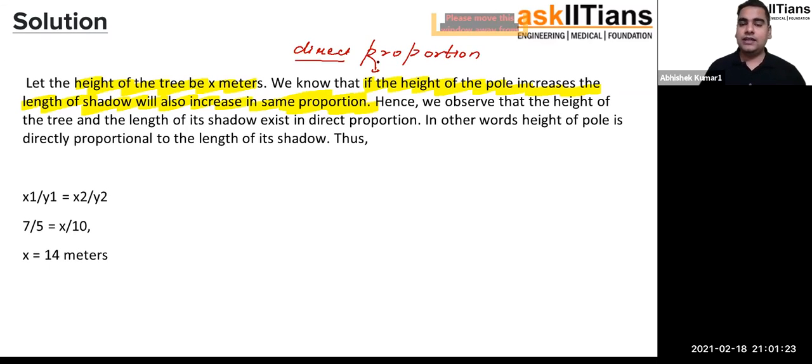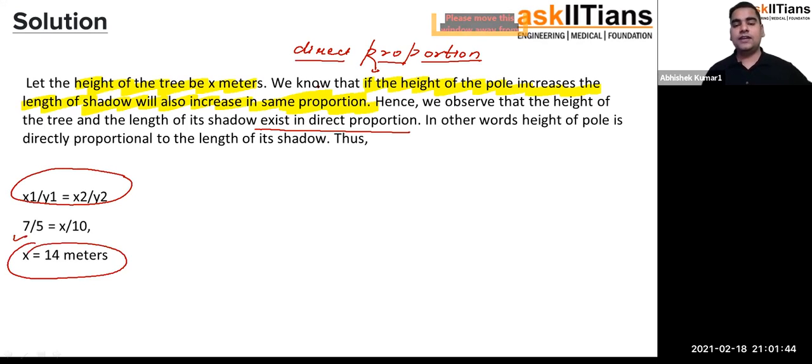And if I decrease the height of the pole, the length of the shadow will also decrease. So basically they exist in direct proportion. That's what they have written. And we know the formula, which is X1 upon Y1 is equal to X2 upon Y2. We substituted the values, and after solving it, we got our answer, and that answer is 40 meter. Understood?